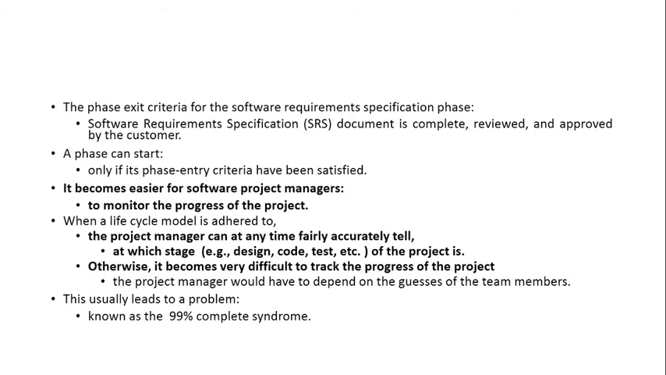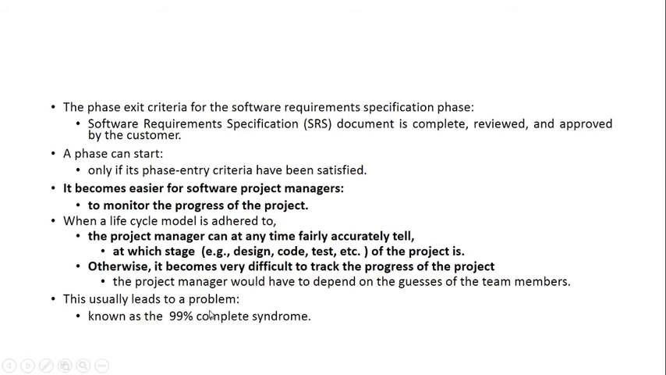So how much of the work is done? 2 phases are completed. First 2 phases among the 7 phases. 5 are still left. So we can check the progress very easily. Otherwise, it becomes very difficult to track the progress of the project. The project manager would have to depend on the guesses of the team members. Okay, this is how much work is being done, but that won't be a standard or a uniform value.